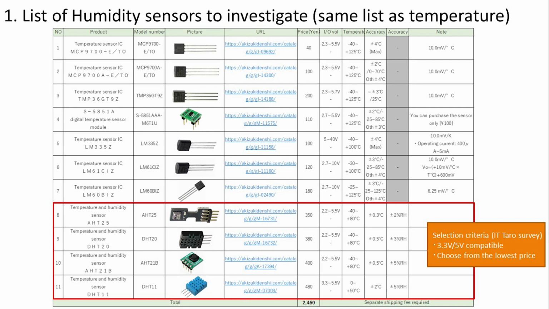This is because humidity can be measured in combination with temperature in many cases, and the price is low. If you use it, I think you will use both temperature and humidity, and I don't think you will use even if you choose more sensors, so I will investigate the following 4 sensors.